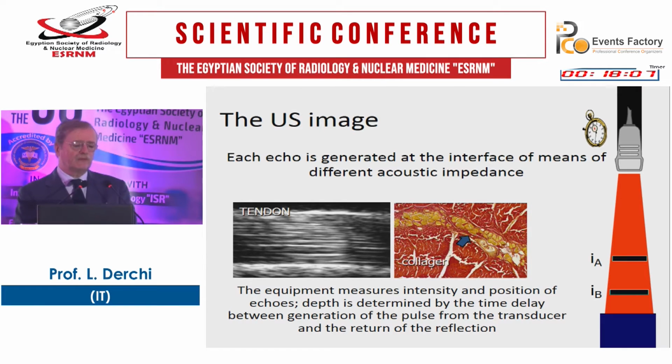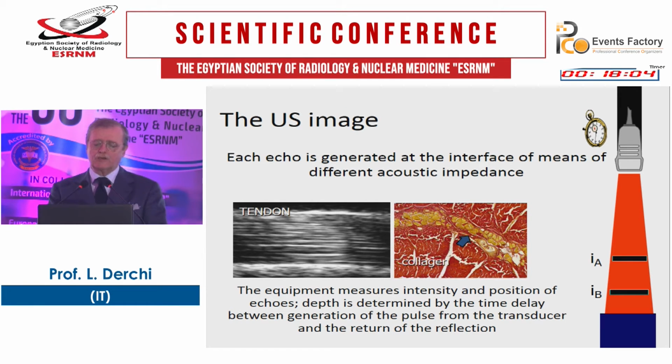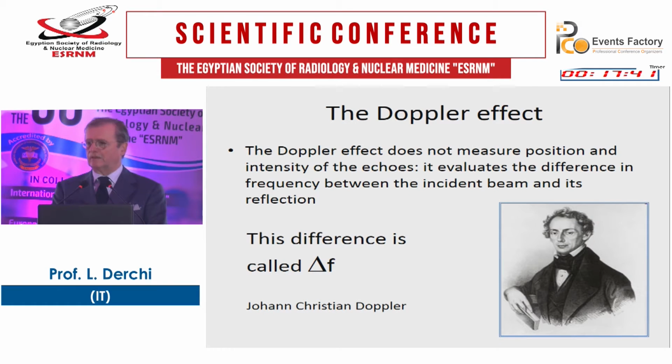If we remember the ultrasound images, each echo is generated at the interface of media of different acoustic appearance, and the equipment measures intensity and position of the echoes, with depth determined by the time delay between the genesis of the impulse and the return of the echo to the transducer. On the contrary, the Doppler effect does not measure position and intensity of the echoes. It evaluates the difference in frequency between the incident beam and its reflection. This difference is called delta F.